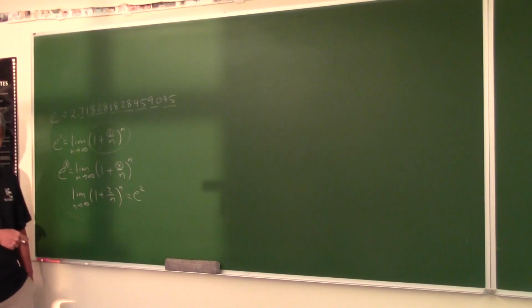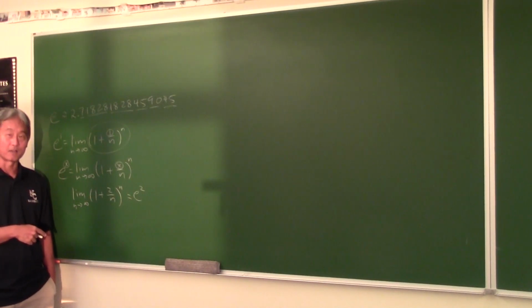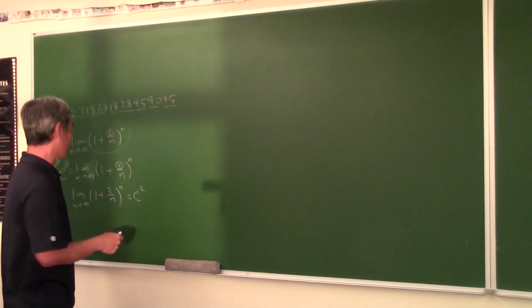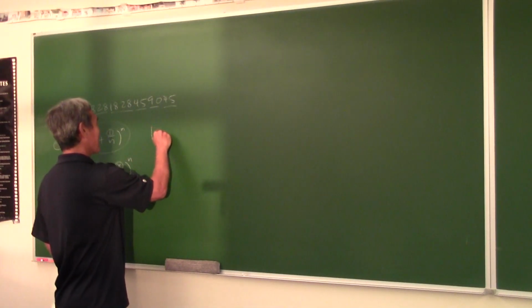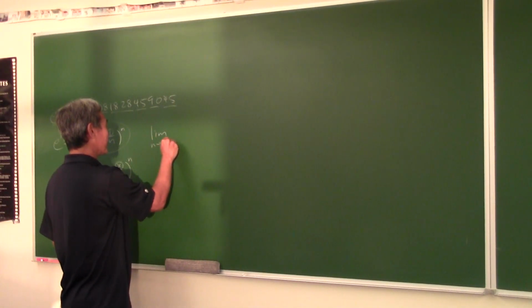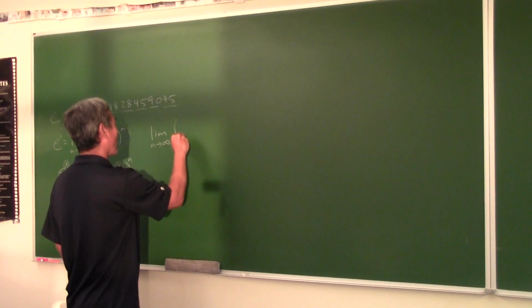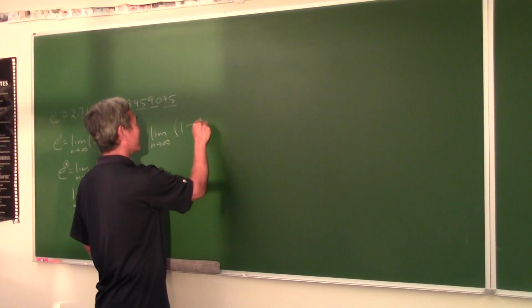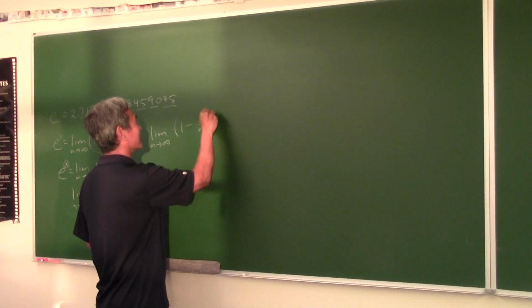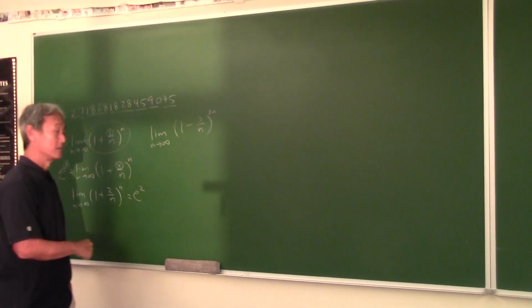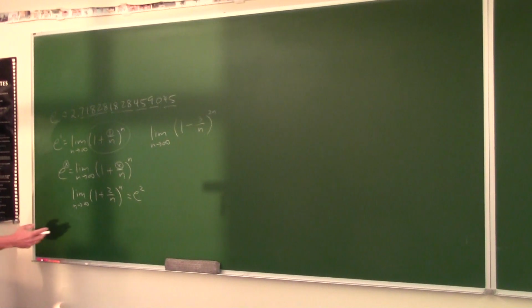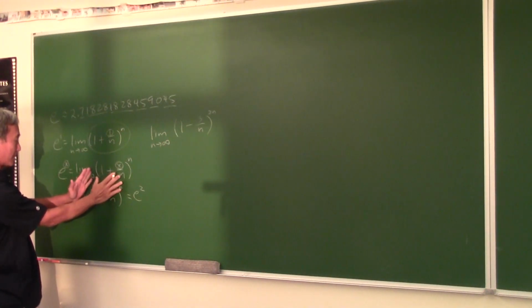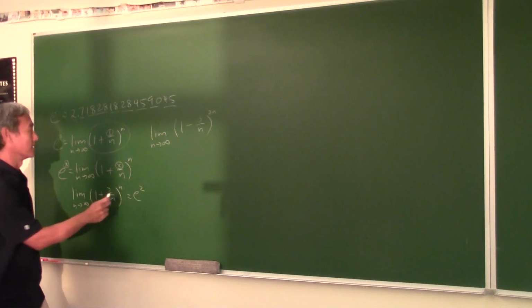But do you really think the problems are going to be this easy in honors? Don't be ridiculous. They're going to look something like this, maybe. What is the limit as n approaches infinity of 1 minus 3 over n, to the 2n power? So what we're going to have to do is turn this expression right here into something that looks like this, so we can apply this formula here.